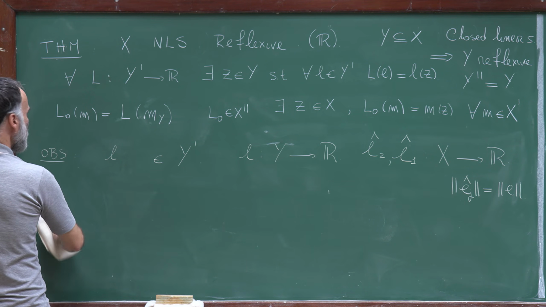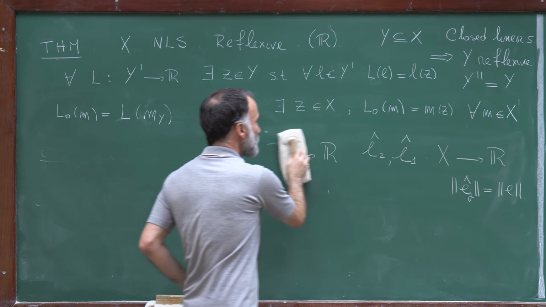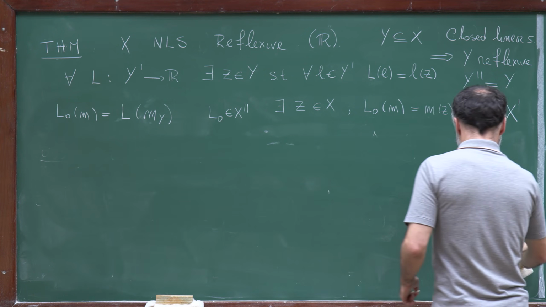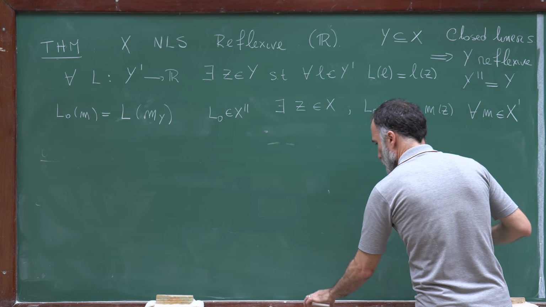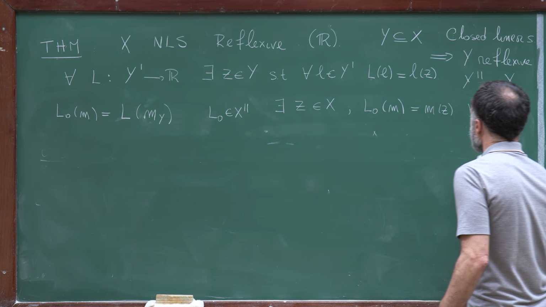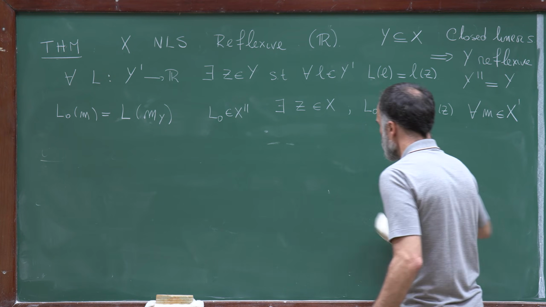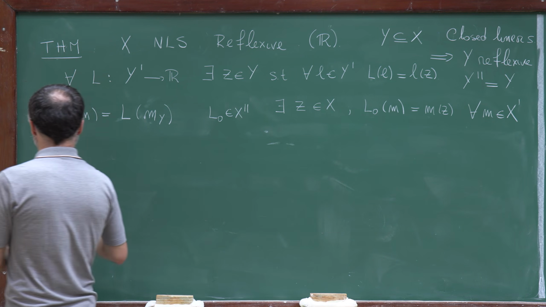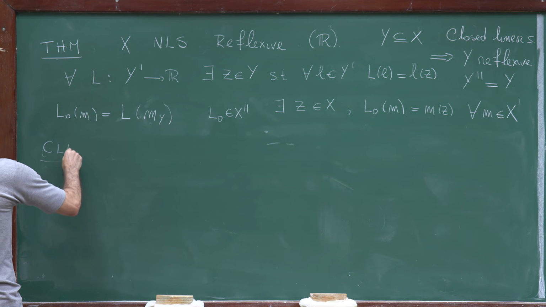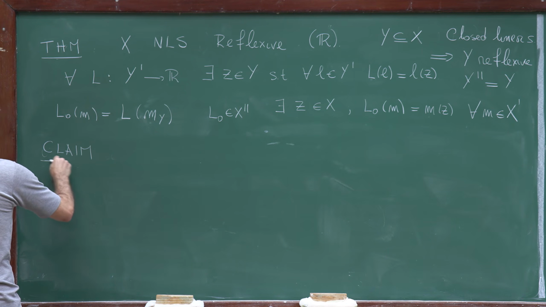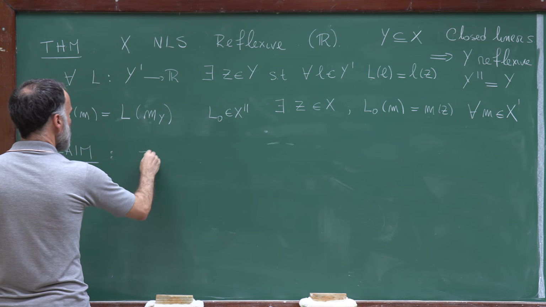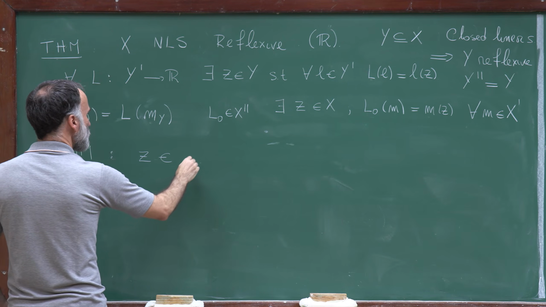And to prove the following claim, I claim that this z, which appeared in this identity, belongs to Y. So my claim is that z belongs to Y.